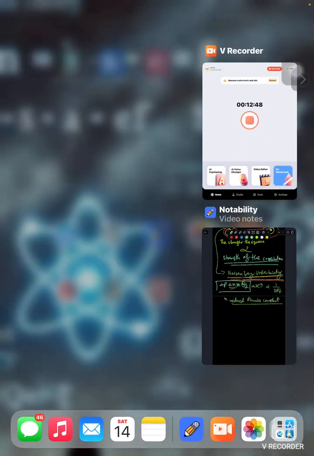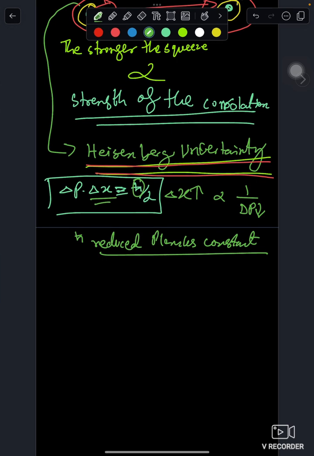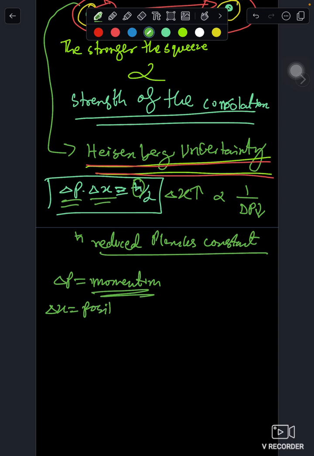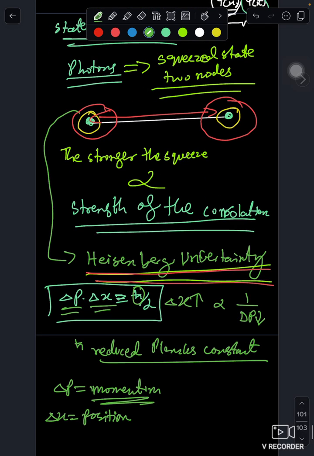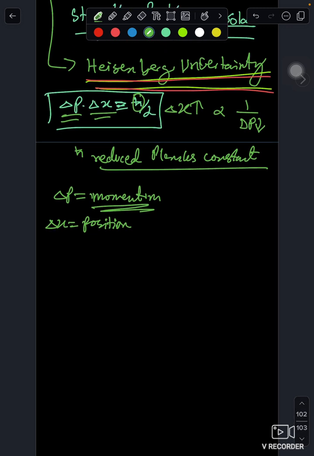how the correlation could be made up in terms of mathematics, I would write it, because we're talking about momentum. What is momentum? Okay, and x, position. Okay, if I want to write the states, these two squeezed states, how will I write it?